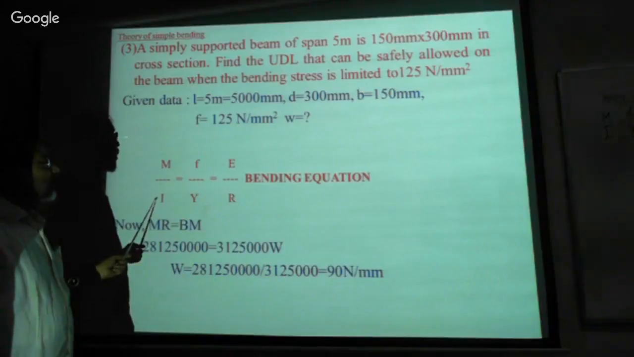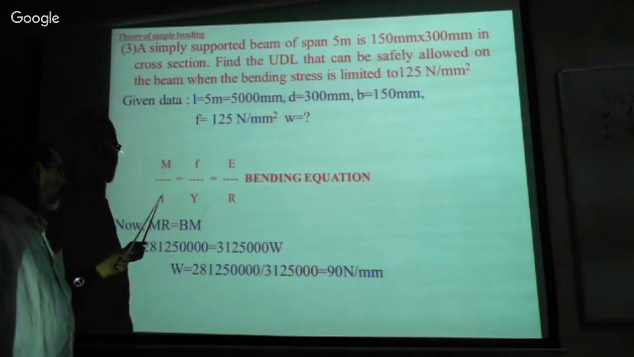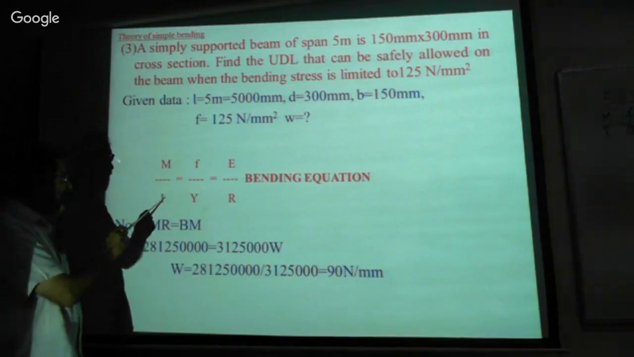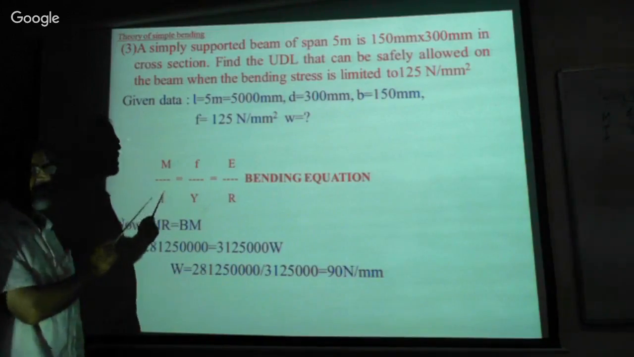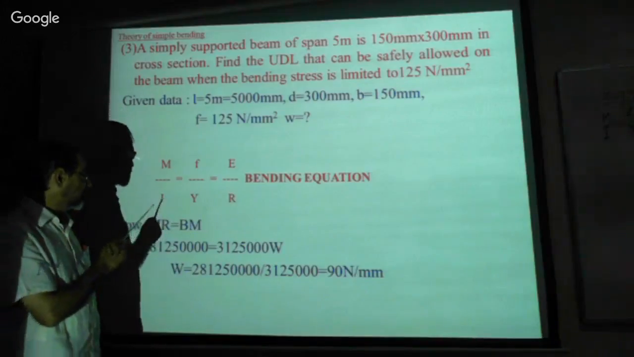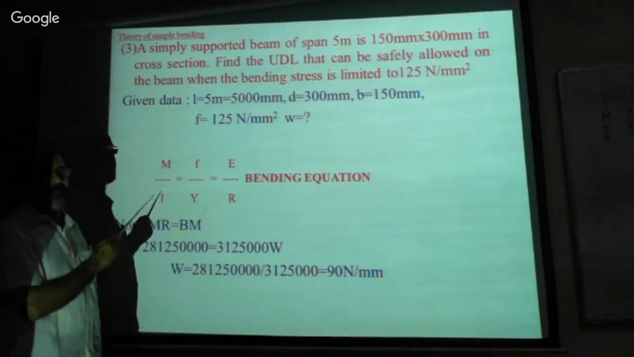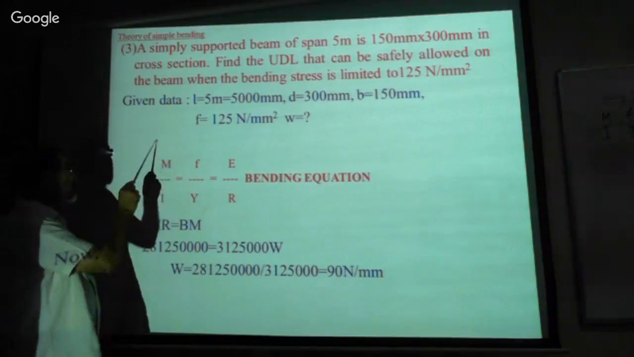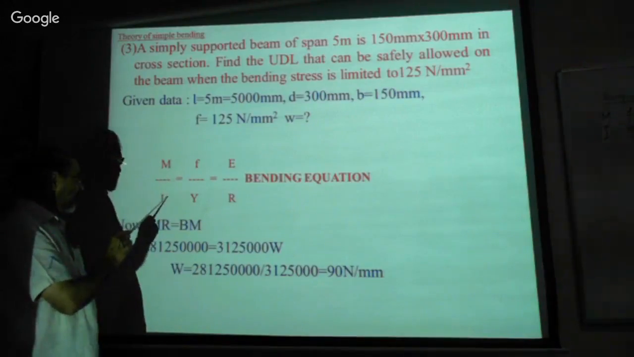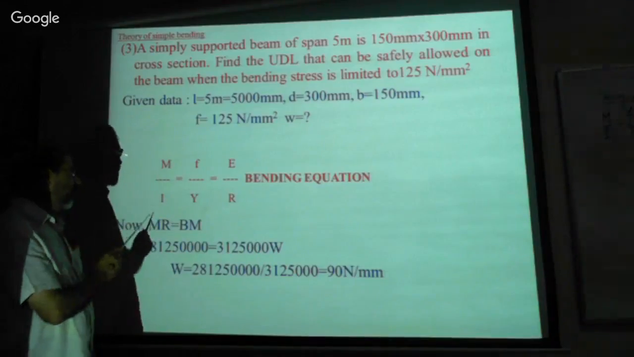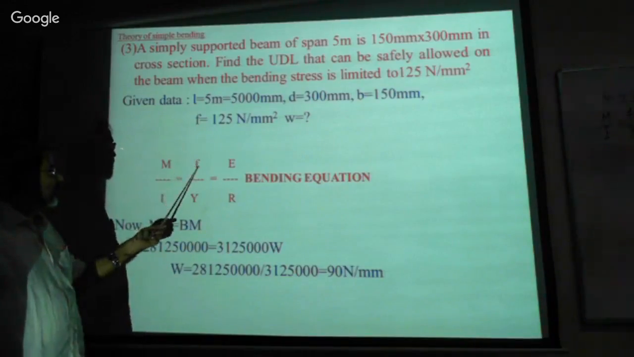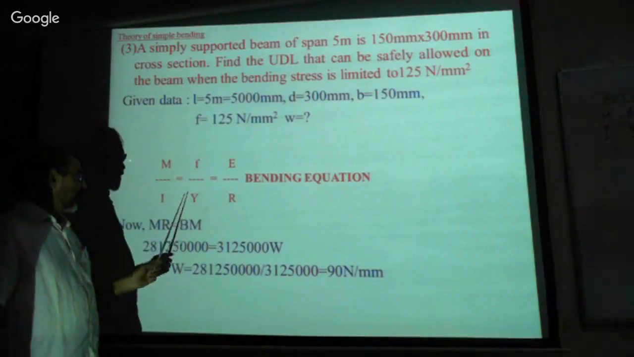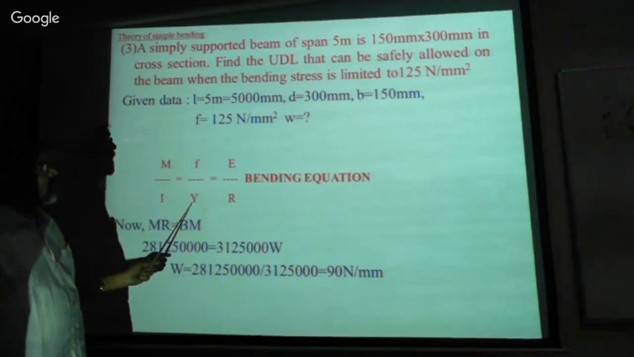Now I is the moment of inertia. Now we need to calculate the moment of inertia. How to calculate the moment of inertia for the given rectangular section? For the rectangular section, moment of inertia can be calculated as B D cube by 12. And F is the stress given here, that is 125 Newton per millimeter square. And Y is D by 2.